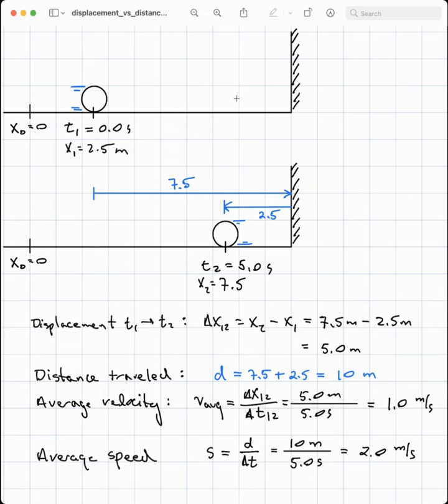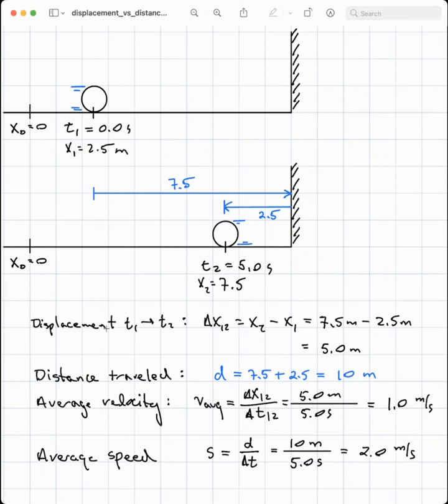So let's imagine the ball slides all the way to the wall. It bounces off of the wall, and then it heads to the left. And so at time t2 equal to 5 seconds, the ball is at x2 equals 7.5 meters. So here the ball is at 7.5 meters. It was at 2.5 meters. And I want to use this example to highlight the distinction between displacement and distance.